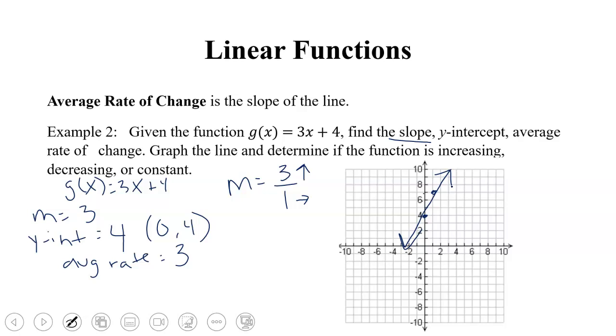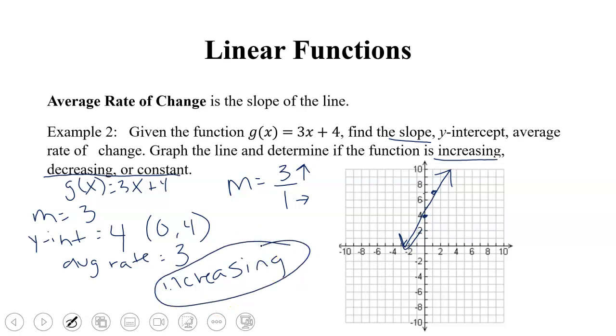Now it is asking us, we need to determine if it's increasing, decreasing, or constant. To read lines, you always read from left to right. So our line is going from the bottom all the way to the top. In this case, our line is increasing. You read it left to right. Increasing.